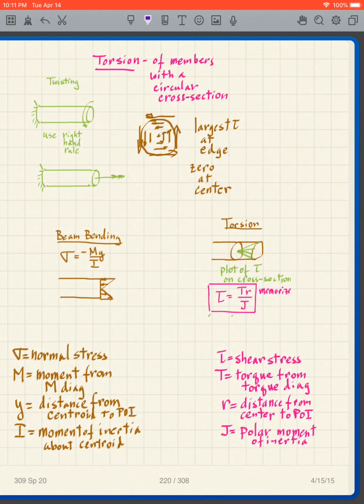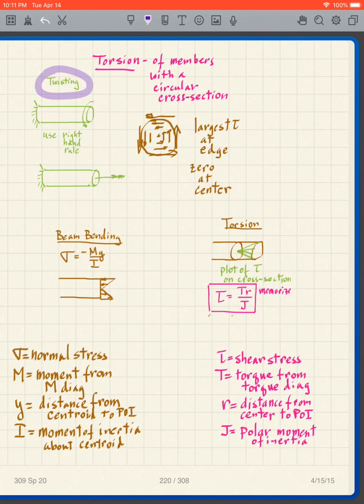Okay, the next topic that we want to cover is torsion of members with a circular cross section. This is an easy topic because we have worked very hard to get to this point, and we're going to find that there are a lot of similarities between analyzing torsion of circular members and analyzing beams.